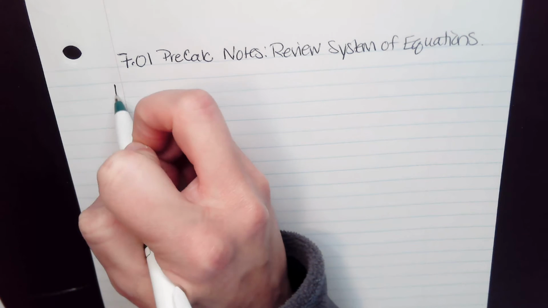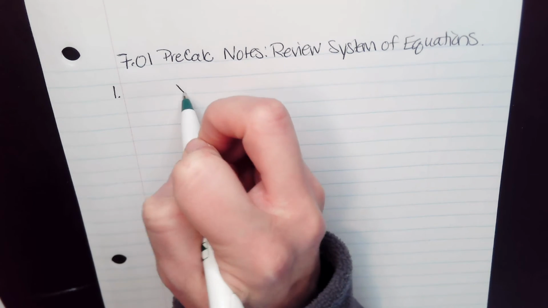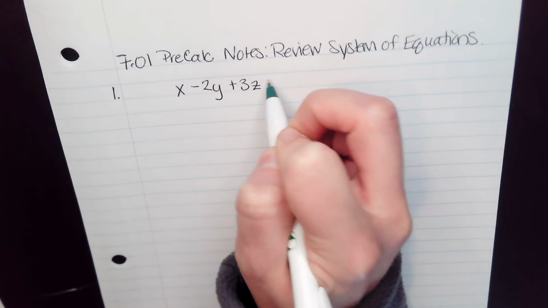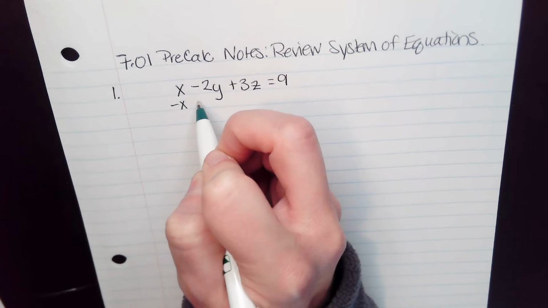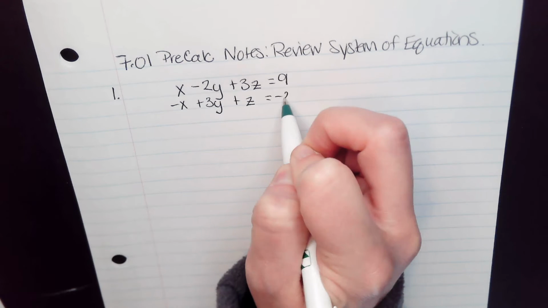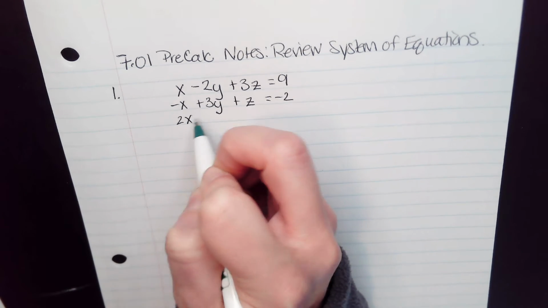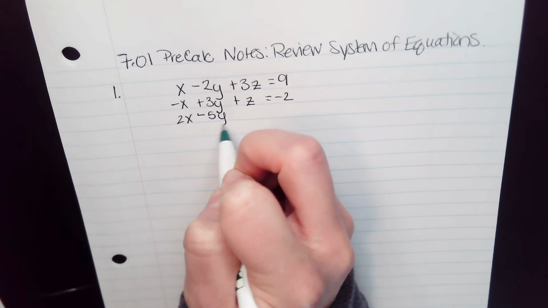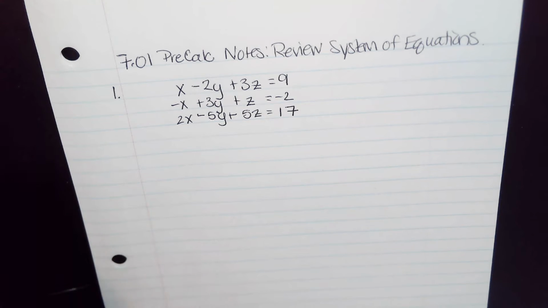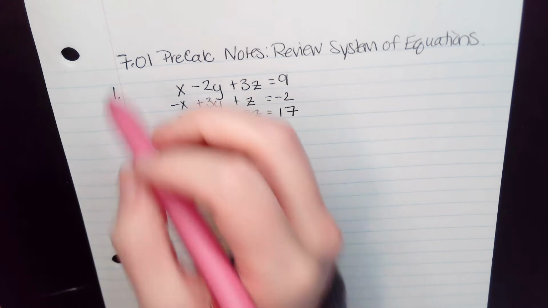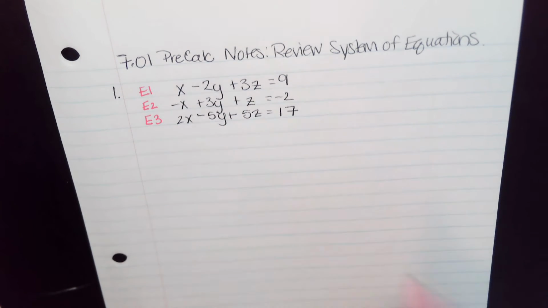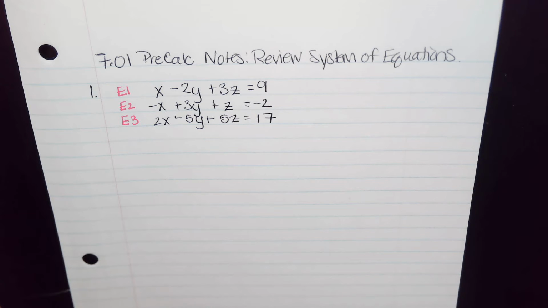So we'll start with number 1, and then you guys will have some practice to do as well. So here's the original problem. x minus 2y plus 3z equals 9. Negative x plus 3y plus z equals negative 2. And 2x minus 5y plus 5z equals 17. So what I usually say is helpful to do is label these equation 1, equation 2, and equation 3 so that we can label our work and keep track of everything.